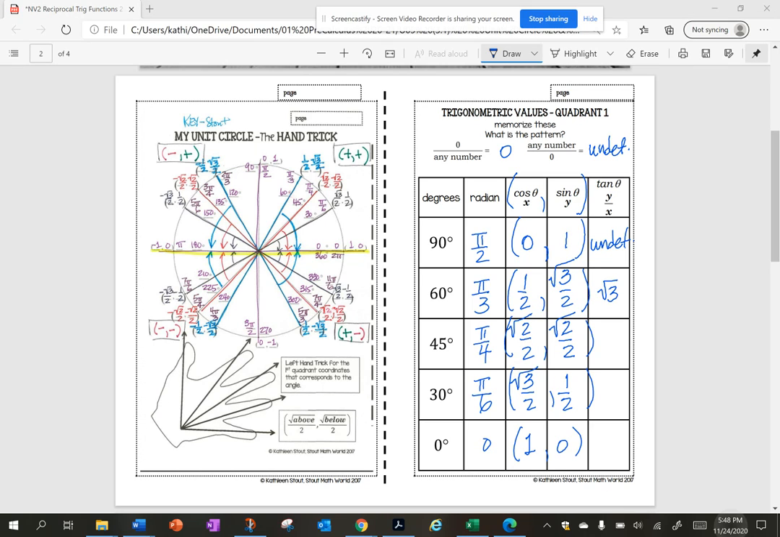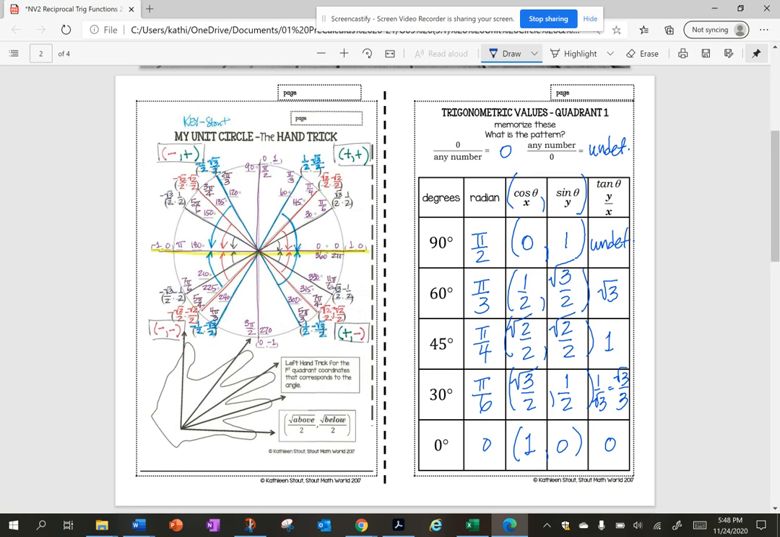Square root of 2 over 2 divided by the square root of 2 over 2 is 1. 1/2 divided by the square root of 3 over 2 is either 1 divided by the square root of 3, or rationalized, the square root of 3 over 3. And I would recognize this in both forms because we're going to see it in both forms. And 0 divided by 1 is 0.